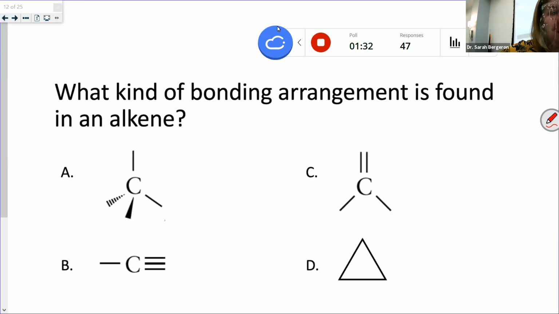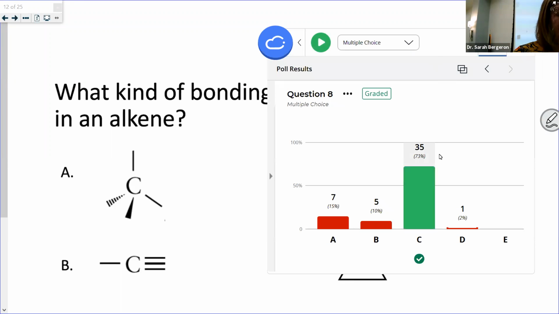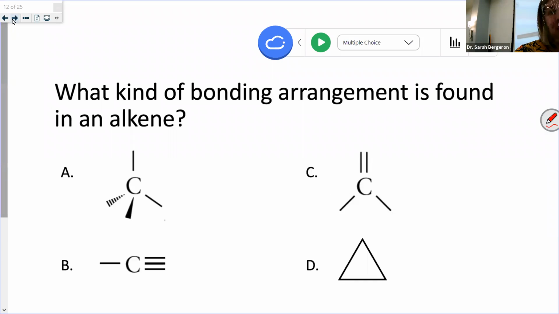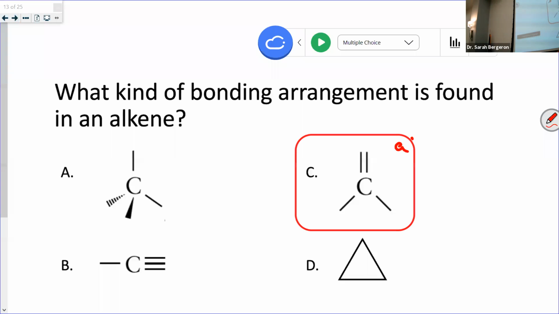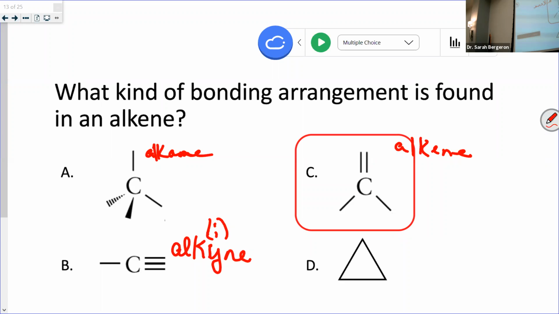Okay, so let's see what y'all picked. Oh, good, C. Now, I want to know about the other ones. If this is an alkene, what's A? Alkane, A-N-E, not an N. Okay, how about B? Al what? Alkyne, K-Y-N-E, and it sounds like an I. How about D?